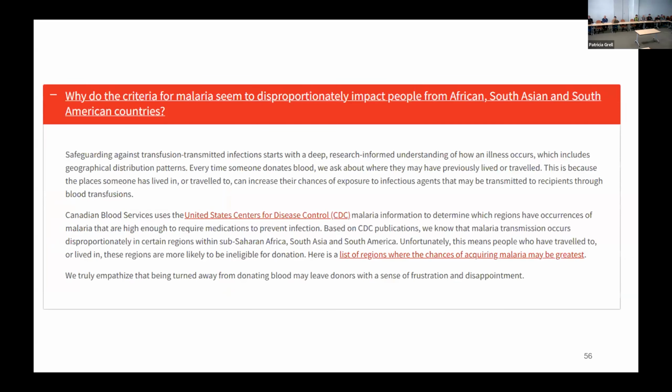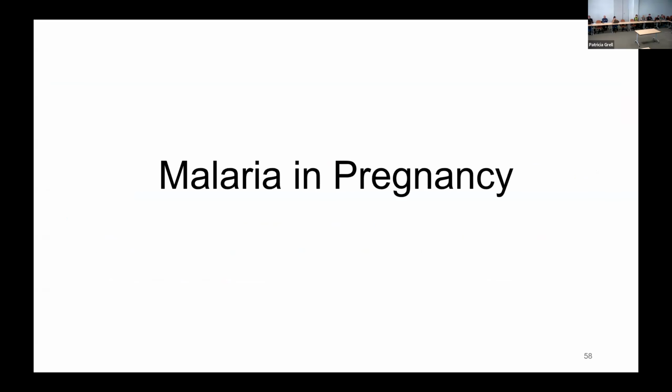And it's even addressed on the Canadian Blood Services website, where they say it seems disproportionately impacting people from Africa, South Asian, and South American countries. And they say we truly empathize, being turned away from blood donation may leave donors with a sense of frustration and disappointment. In a connected world, where people travel and go around, we still don't really know what happens long term when you've been cured from malaria. So a bit of a side topic, but I know it's dear to people in the room here, so I had to talk about it a little bit.